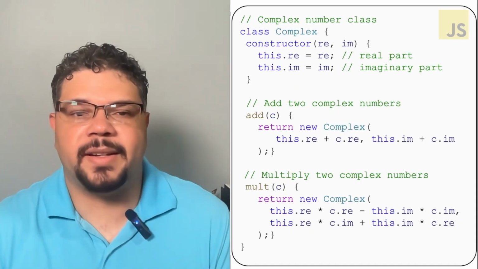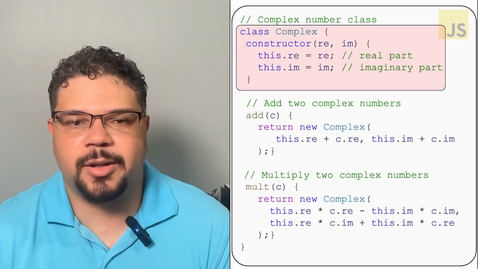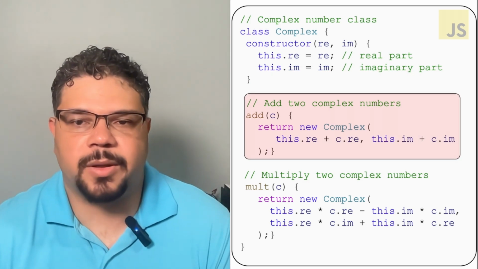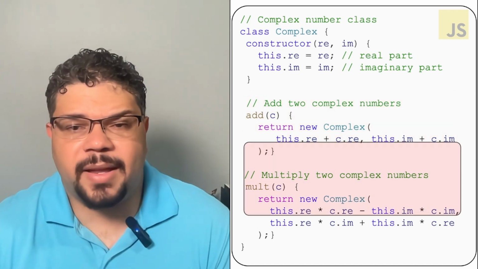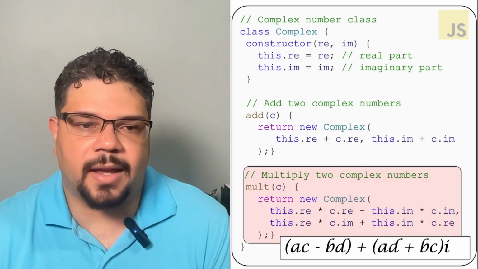The code for implementing complex numbers is of course straightforward. We can initialize both the real and imaginary part of the complex number. Then adding is just making a new number with the corresponding real and imaginary parts added to each other. And multiplying is creating a new number following the algebraic rule of multiplication that we just derived.